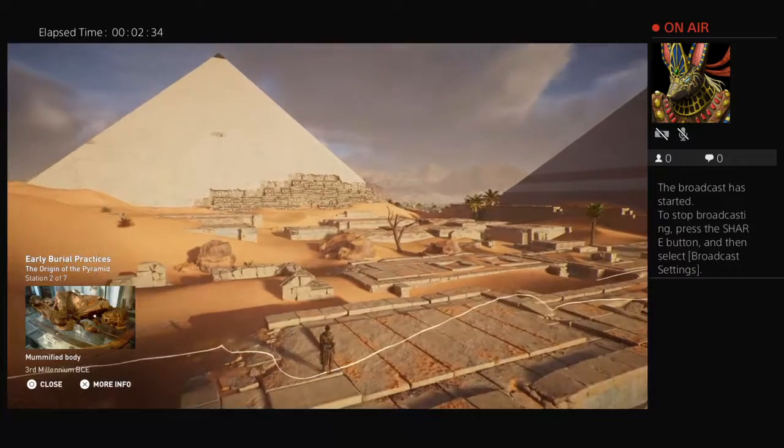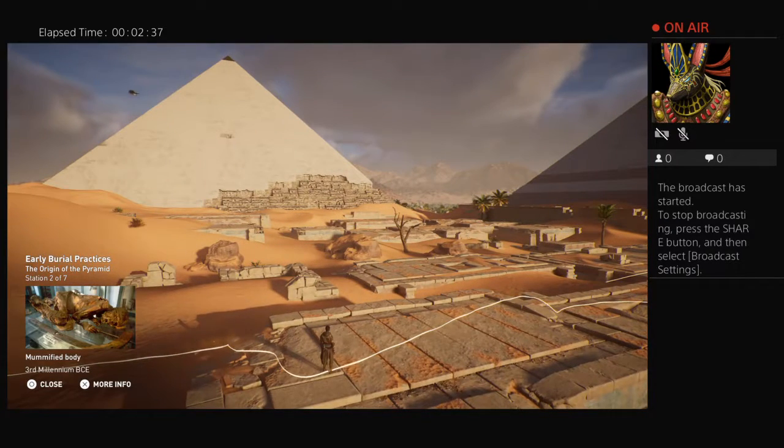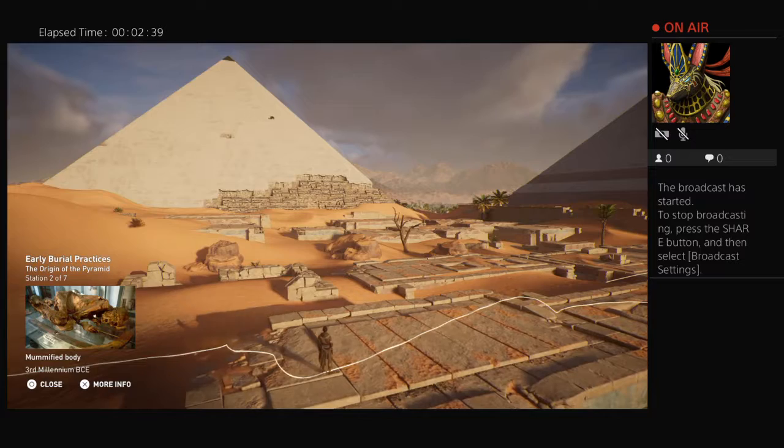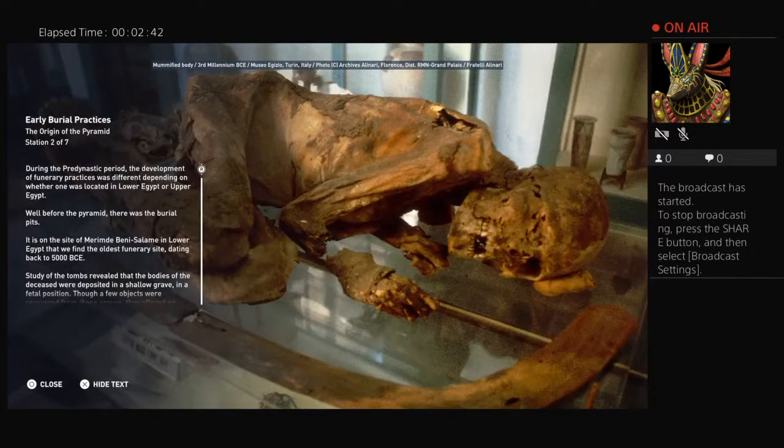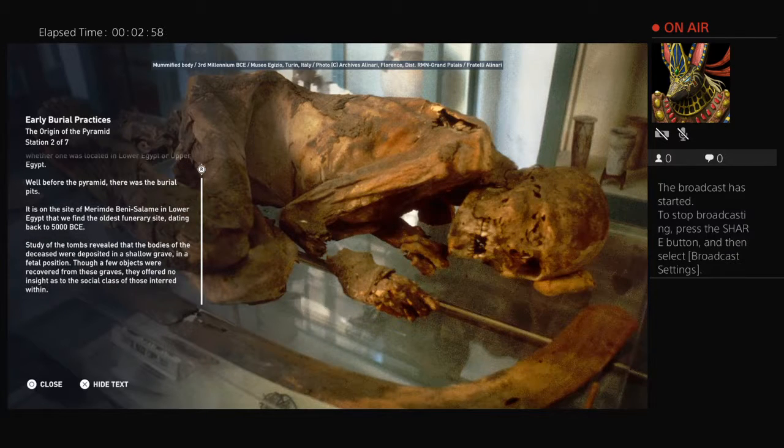During the pre-dynastic period, the development of funerary practices was different depending on whether one was located in Lower Egypt or Upper Egypt. Well before the pyramid, there were burial pits. It is on the site of Merimde Beni Salome in Lower Egypt that we find the oldest funerary site, dating back to 5000 BCE. Study of the tombs revealed that the bodies of the deceased were deposited in a shallow grave in a fetal position. Though a few objects were recovered from these graves, they offered no insight as to the social class of those interred within.